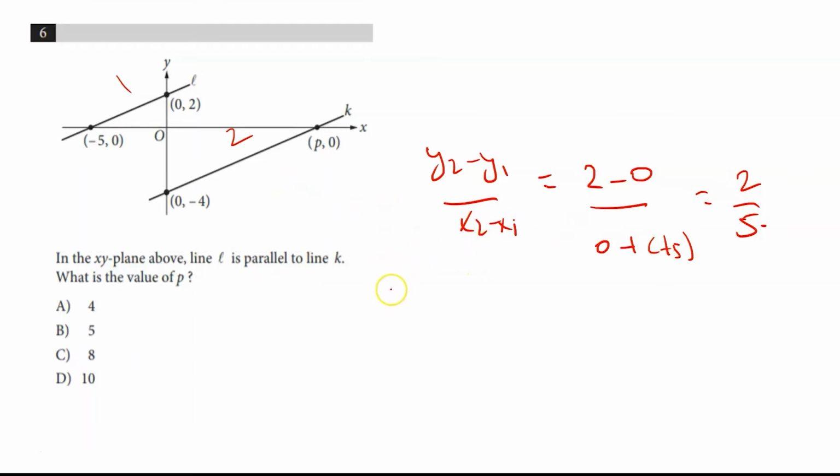So we can set up a little bit of a proportion. We can say that 4 over p equals 2 over 5. Cross multiplying, we have that 2p equals 20. That means p equals 10. Answer choice D.